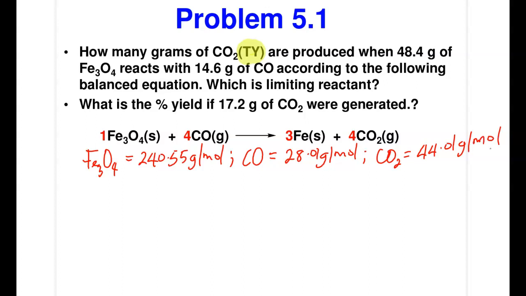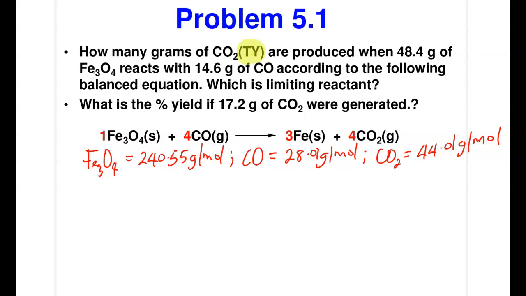So now we start working. The question gave us 48.4 grams of Fe3O4 and 14.6 grams of carbon monoxide. It says we should calculate how many grams of carbon dioxide formed. It also asks which is the limiting reactant, and what the yield of this experiment is. We're going to calculate the yield on the next page. So let's start.